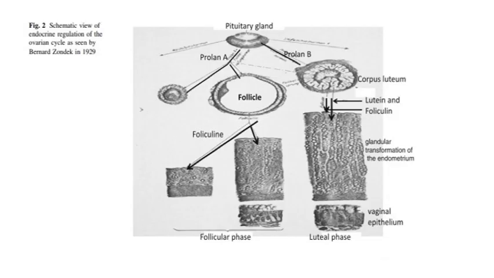This is the diagram showing how the pituitary gland produces two types of hormone, Prolan A and Prolan B. Prolan A is now known as FSH, and this will stimulate the follicle. Prolan B, which is known as LH, will cause ovulation and help in development of the corpus luteum, and also in the endometrium it will lead to glandular transformation of the endometrium.